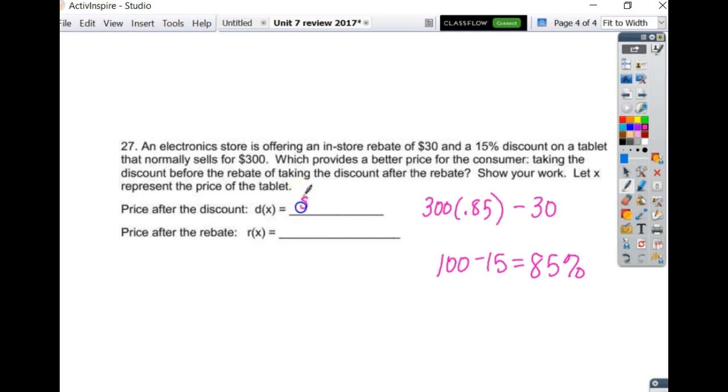Come on, Nia, what is it? 22.5. What is it? 22.5? Oh. Oh my gosh. Now I want to do it the other way. I want to start with the 300 and subtract the rebate. Nia, take 300 minus 30.